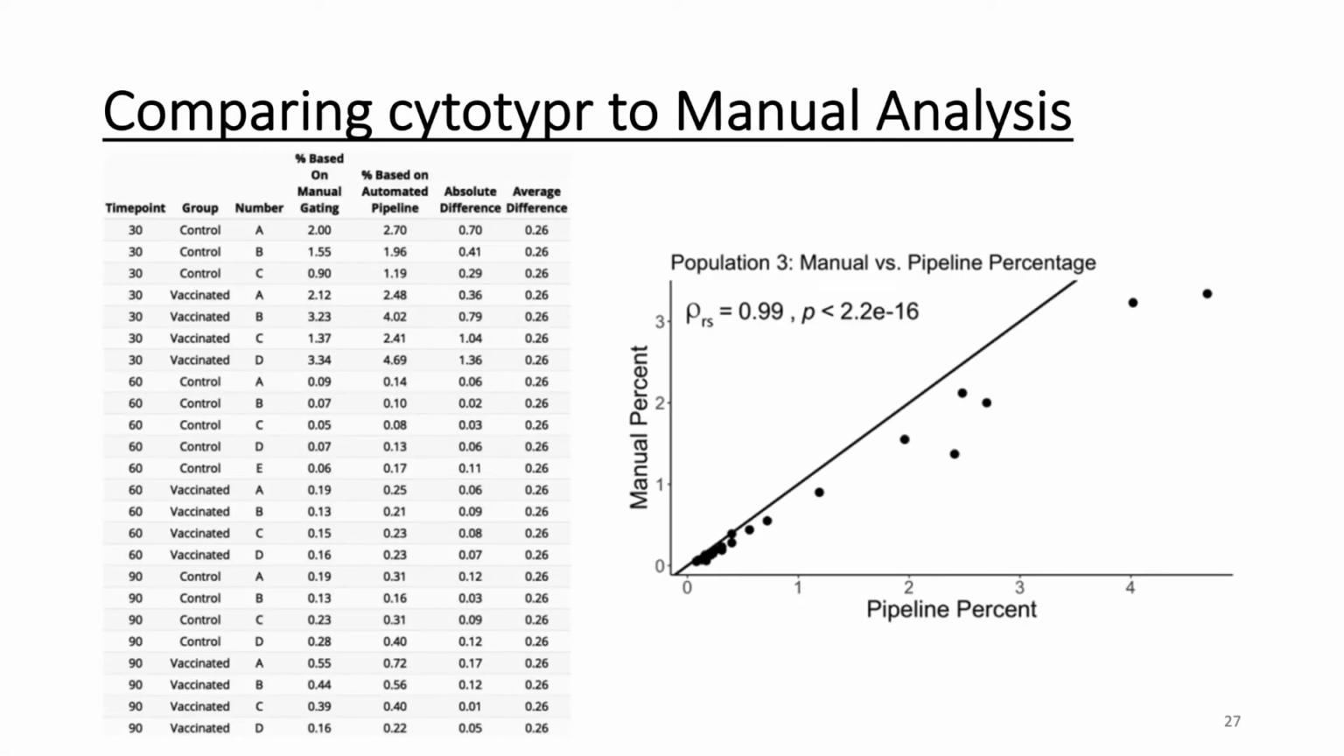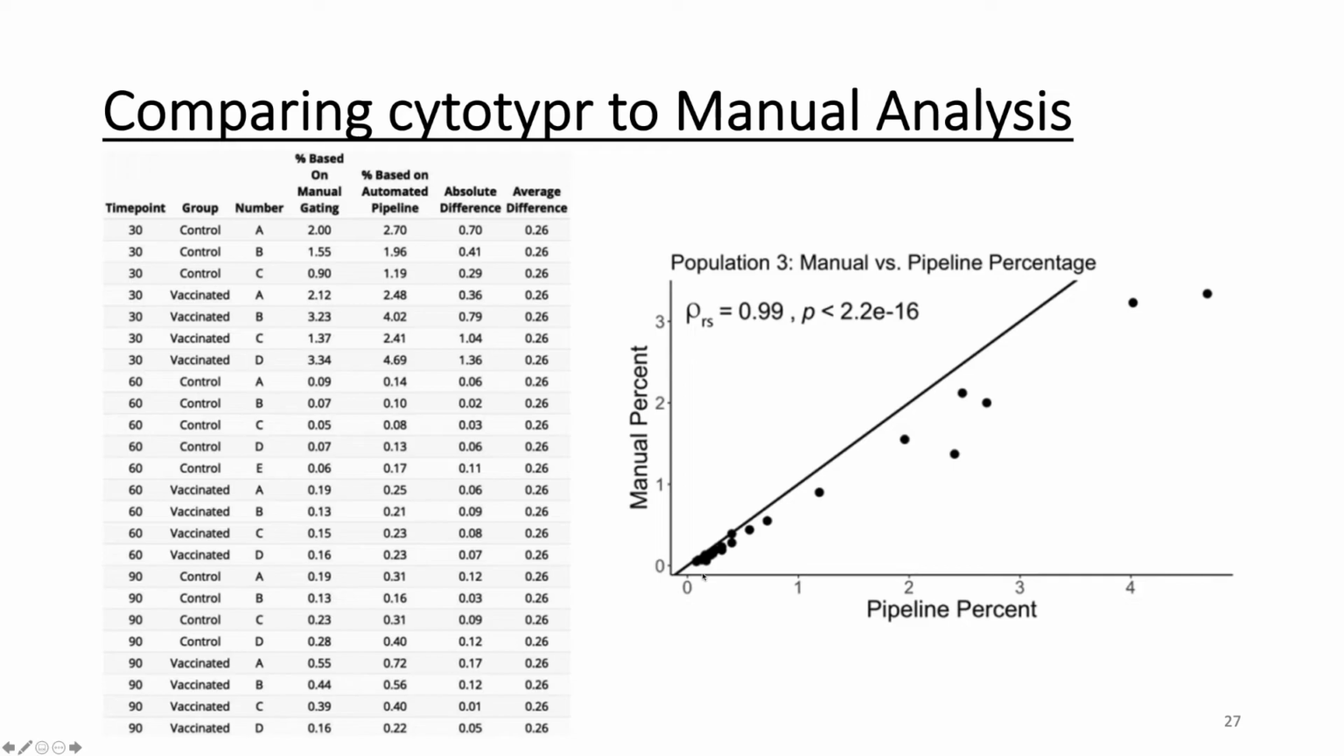And we also did compare our cytotypr package to manual analysis methods. And so this is one of the examples shown here. So we gated on a variety of different populations, both with cytotypr and with manual gating. And the average difference for each of the different samples was 0.26%.